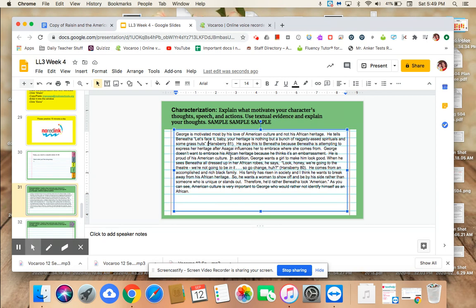In addition, George wants a girl to make him look good. When he sees Benita all dressed up in her African robes, he says, look, honey, we're going to the theater. We're not going to be in it. So go change, huh? He comes from an accomplished and rich black family. His family has risen in society, and I think he wants to break away. And I've got to get rid of this, I think. We don't use personal pronouns. And he wants to break away from his African heritage. So, I don't need a so there. Thus means the same thing. Thus, he wants a woman to show off and be by his side rather than someone who's unique or stands out. Therefore, he'd rather Benita look American. I got one little parenthesis, one little apostrophe, and then a quote. Let's do that. As you can see, American culture is very important to George. He would rather not identify himself as an African.